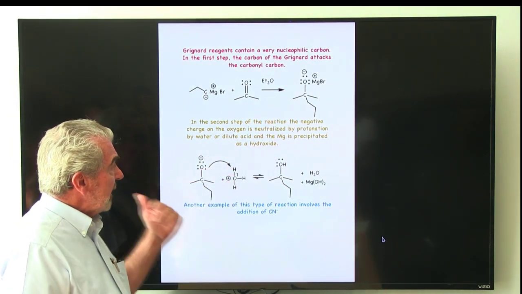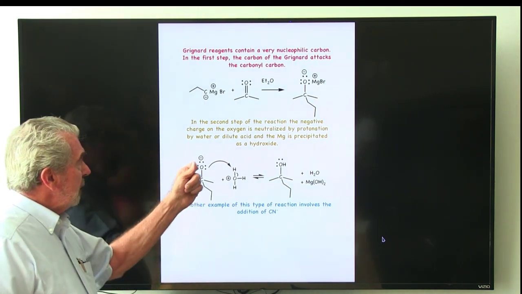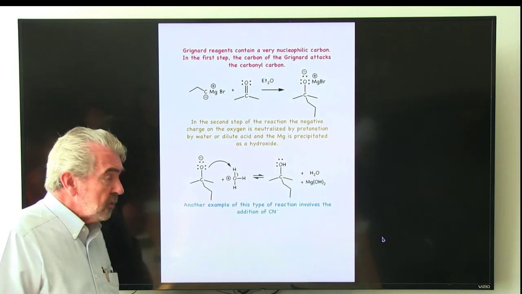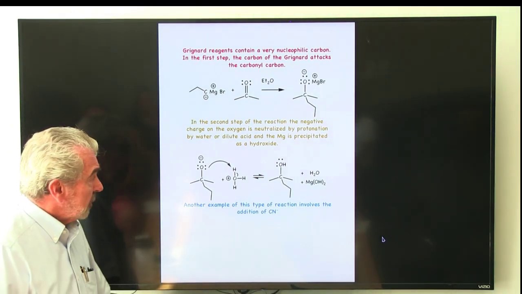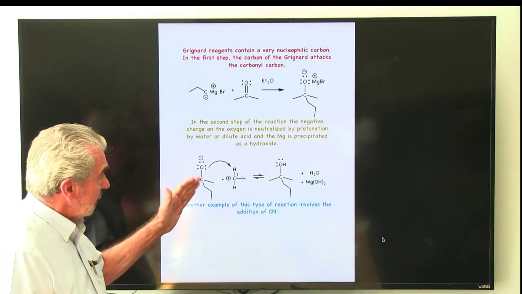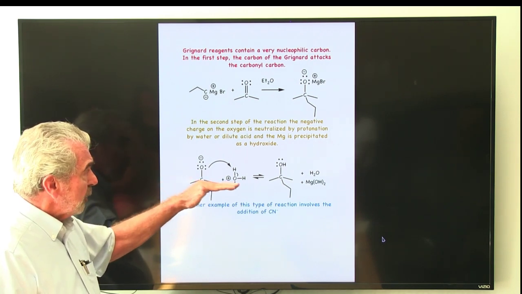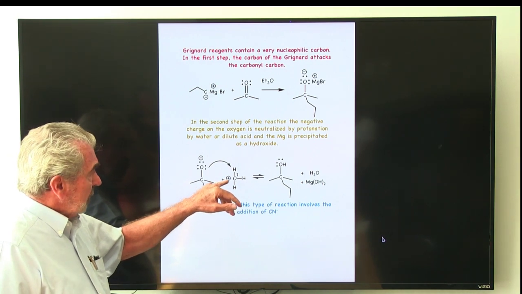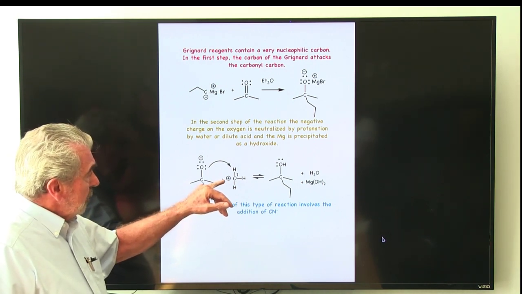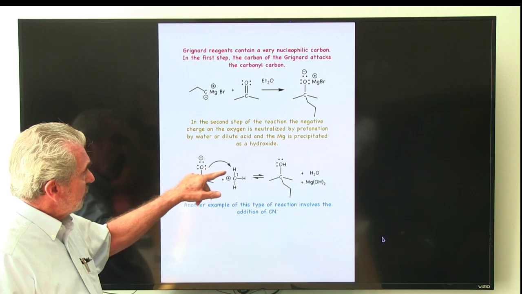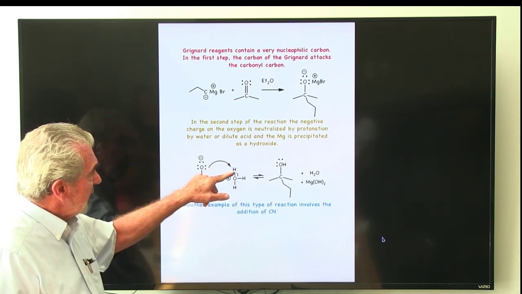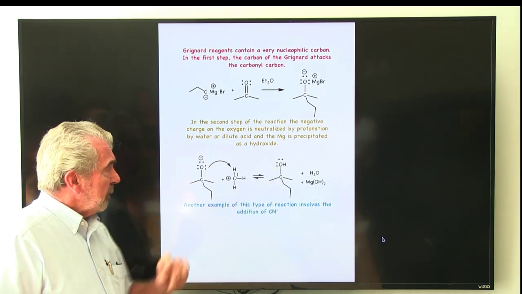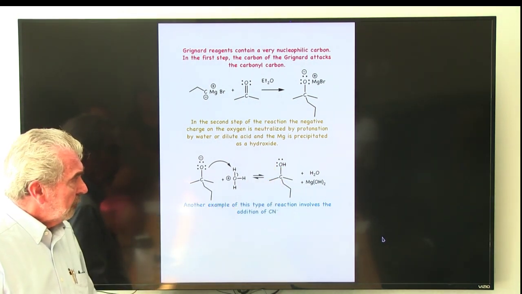Now, in the second step, we have to get rid of this negative charge on the oxygen, and probably the best way to do that is just by protonating it. This is a distinct second step. We can't do these all together. We use either dilute acid, or we could even use water. A proton gets ripped off from, in this case, the hydronium ion. We end up with an OH, and it's a stable compound. It's a tertiary alcohol.